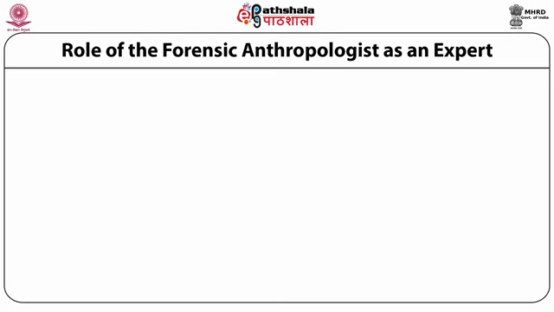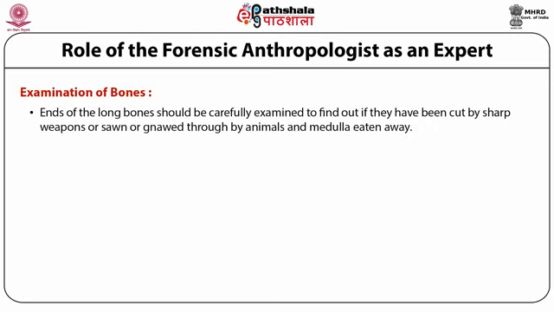The next field is examination of bones. Ends of the long bones should be carefully examined to find out if they have been cut by sharp weapons or not, or gnawed by animals and medulla eaten away. Nutrient canal is examined for the presence of red arsenic or some other stains to ascertain if the bones came from the dissecting room of a medical college or laboratory.